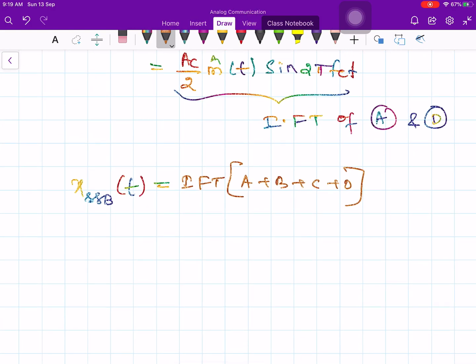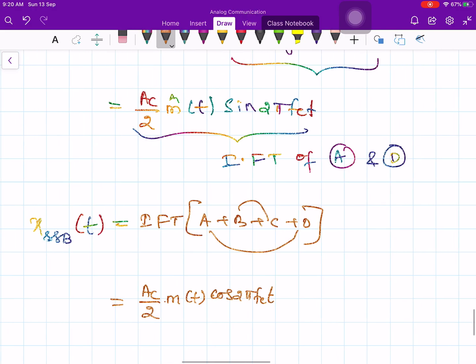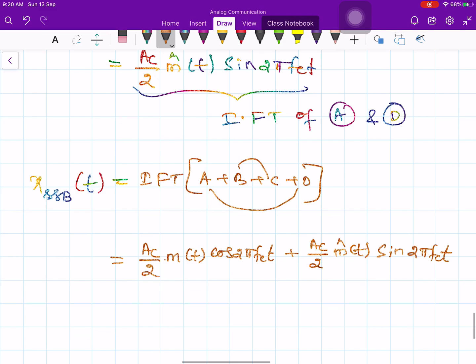Now A and D gives one component, B and C gives one component. Just now we looked at B and C gives AC by 2 m of t cos of 2 pi fct. Then C and D gives AC by 2 m cap of t sin of 2 pi fct. That's it. So very interesting. Okay, so this is x SSB of t.